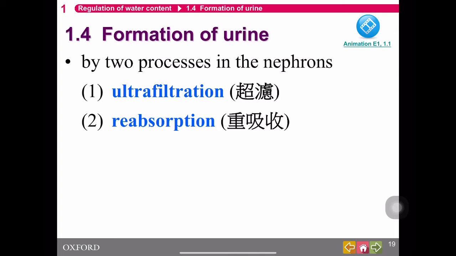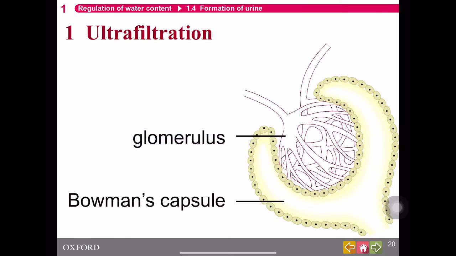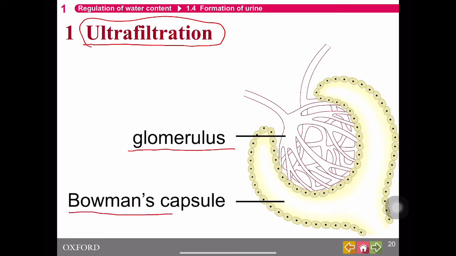Now, to learn the function of the kidney, we need to learn how the nephron forms the urine. Okay, it involves two processes. The first one, ultrafiltration, and the second one, reabsorption. We will start learning ultrafiltration. Ultrafiltration, actually, it is a filtering process, filtration process. It occurs between glomerulus and the Bowman's capsule.